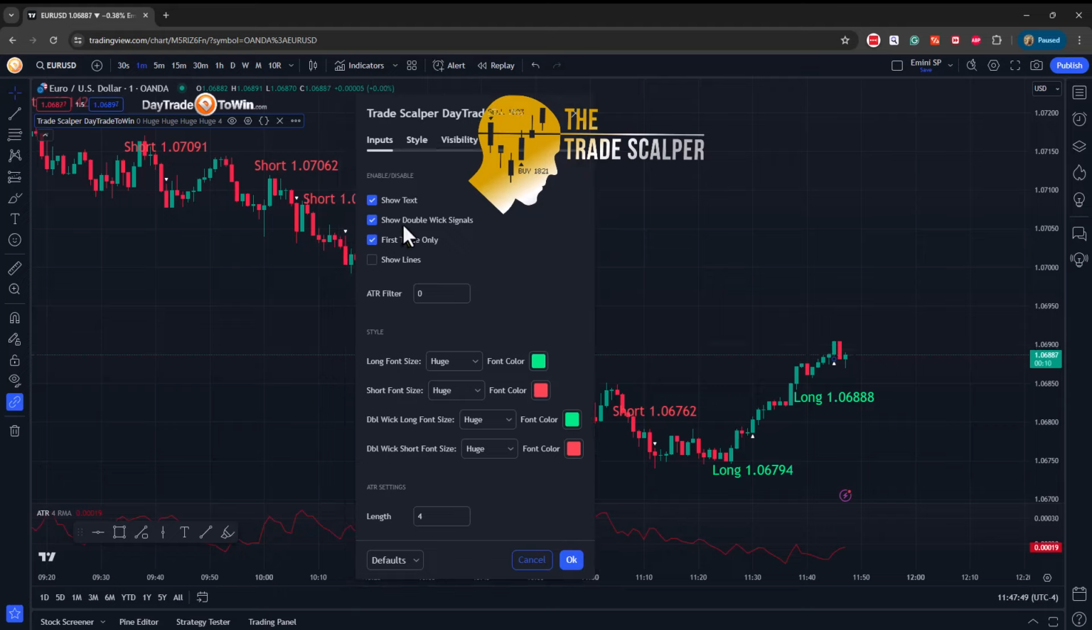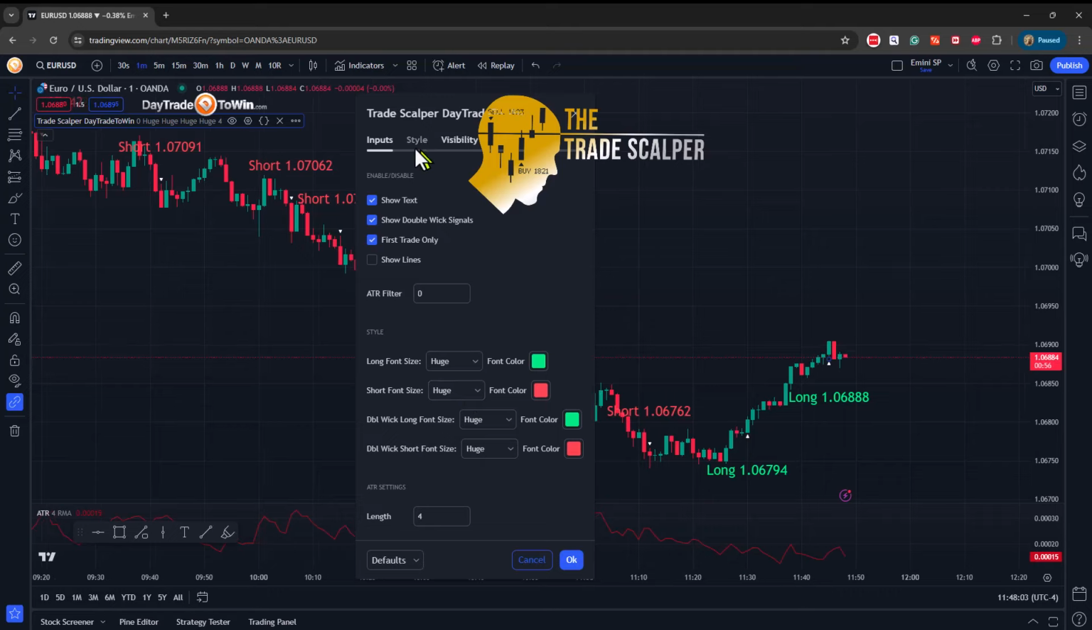Now, if you want to take a look at the settings for the Trade Scalper, they include the option to show the text, show the double wick, first trade only. So this is if you only want to see one trade at a time as opposed to multiple signals when they occur back to back. You can change the colors, the fonts, how large, how small.